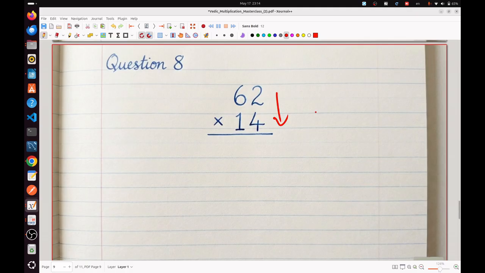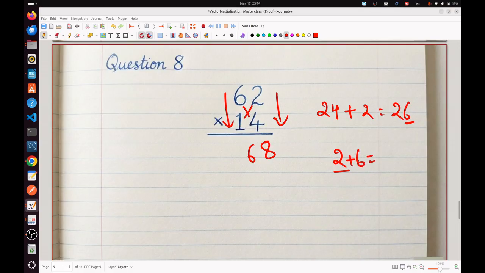2 cross 4, that is 8. Next these 2, 6 into 4, 24, plus 2 into 1, 2. 24 plus 2 will be 26. This 6 will keep here and 2 is the carry. Last step, 6 cross 1, that is 6. That 6 will add here. 6 plus 2, 8, right? This 8 will keep here. So the answer is 868.